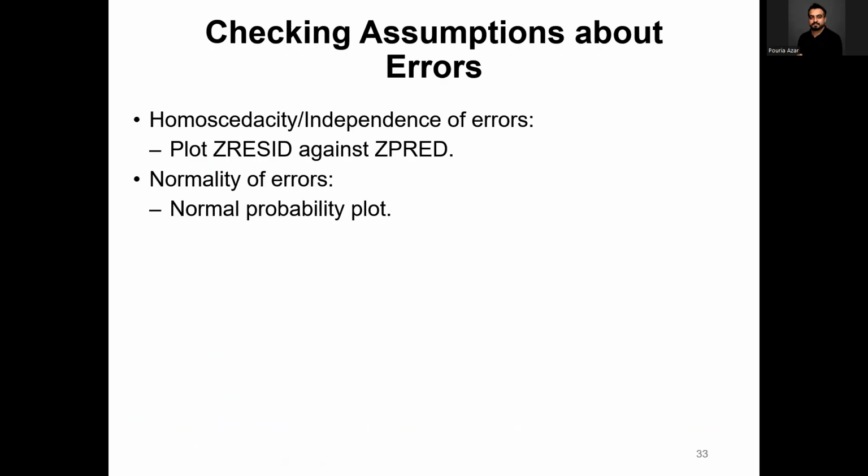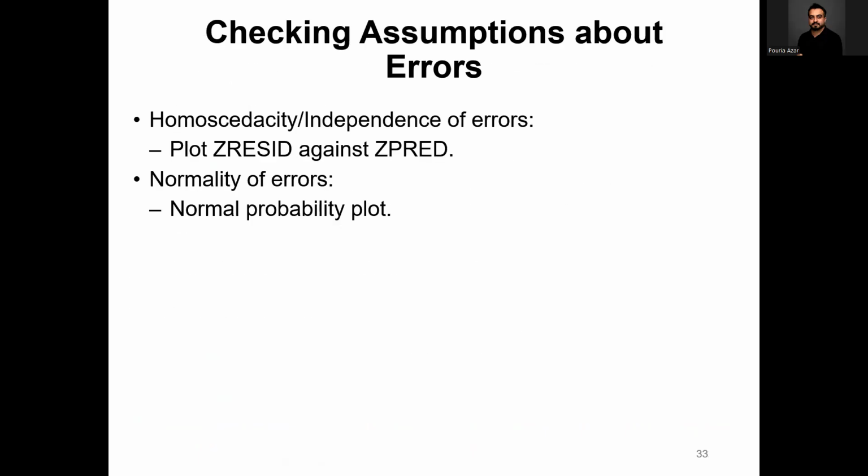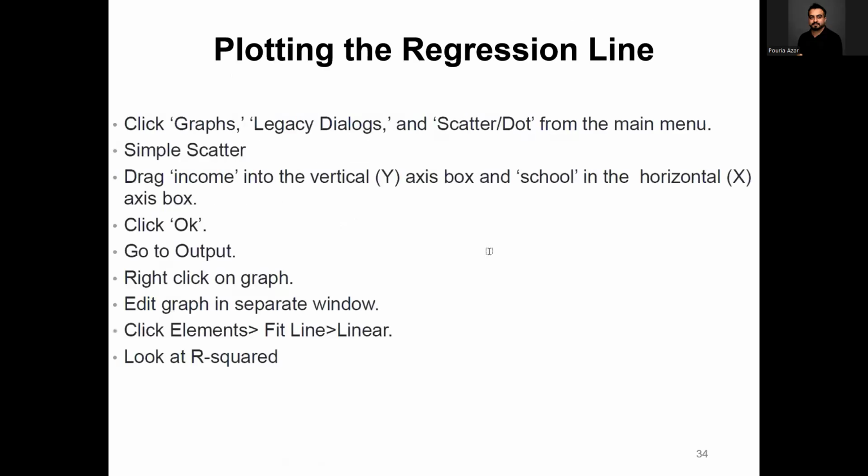I'm going to skip this and show you how to check for assumptions. One of the main assumptions is homoscedasticity and independent residuals. For homoscedasticity, or independence of errors, we will plot, and I will show you how to do that in SPSS. And we will have a normal probability plot for the normality of errors assumption.